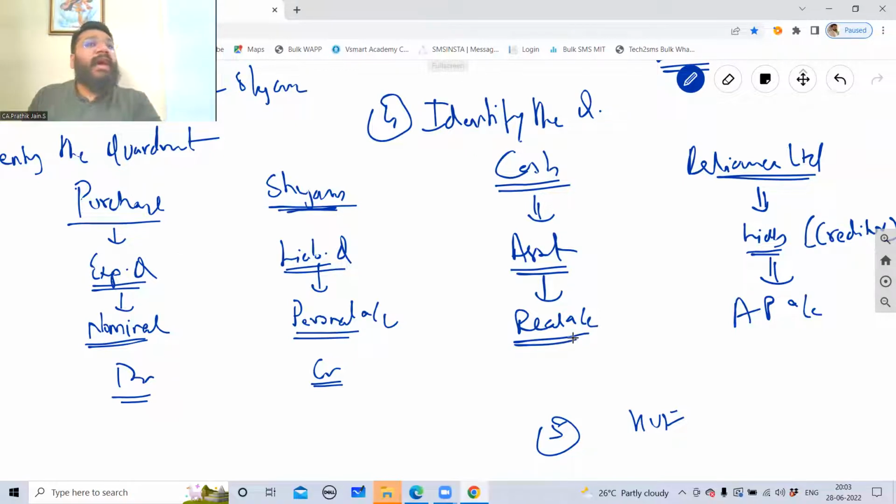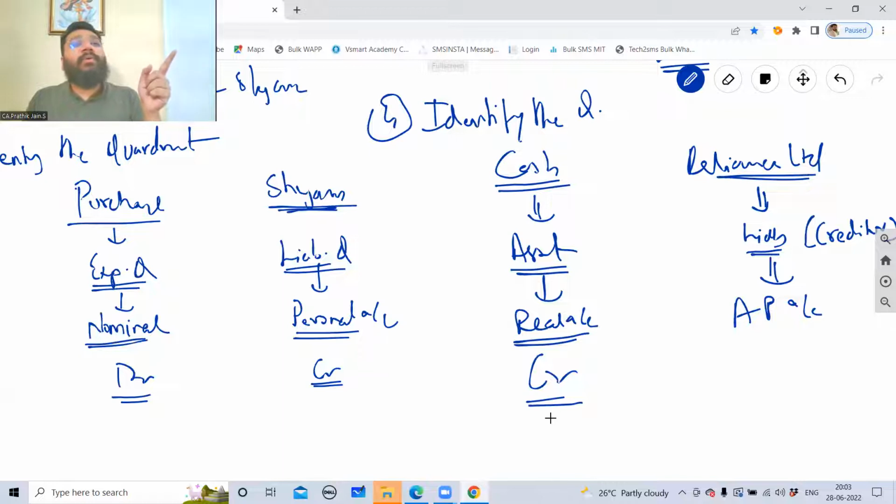Real account says that cash, are you coming in or going out? First tell me. Guys, we are making the payment to Reliance Limited. So from my business, cash is coming in or going out? So cash says, sir, I'm going out. So if you're going out, then credit yourself. Credit what goes out. Debit what comes in, credit what goes out. So cash is going out, credit yourself.